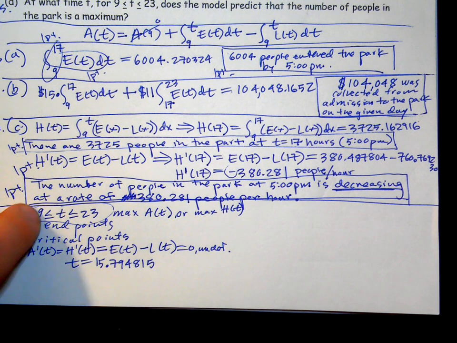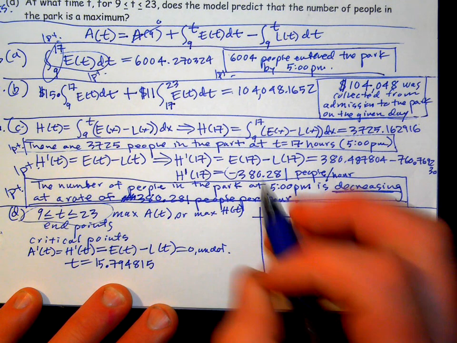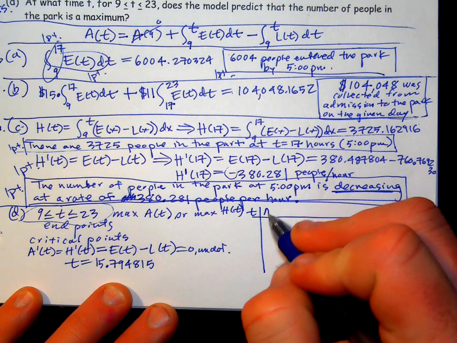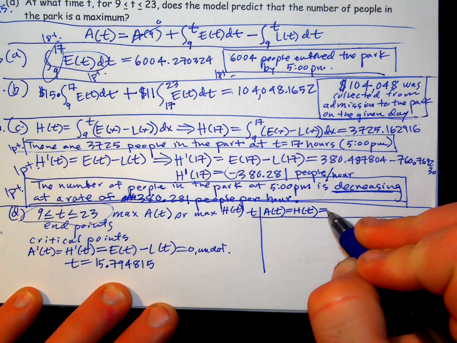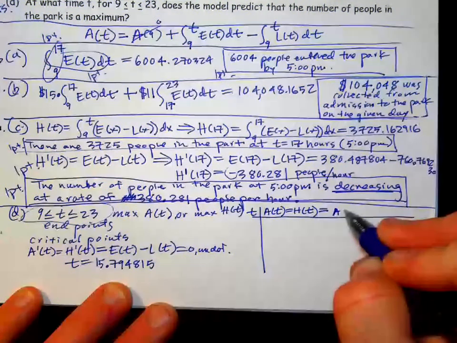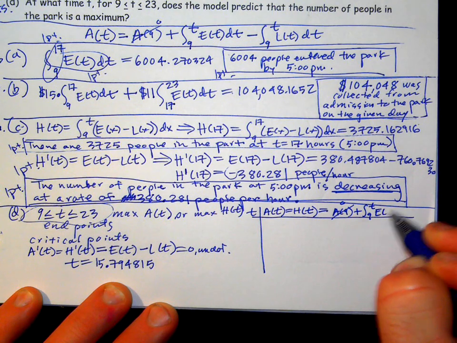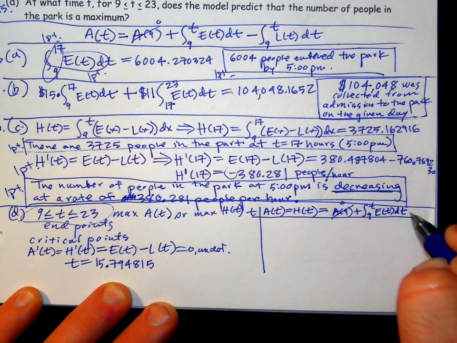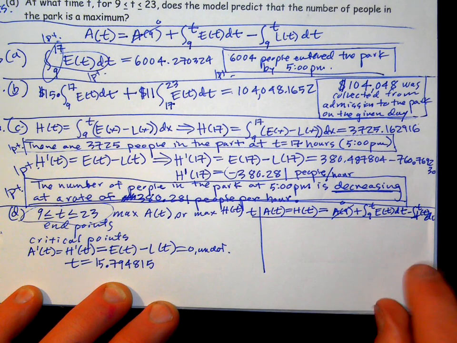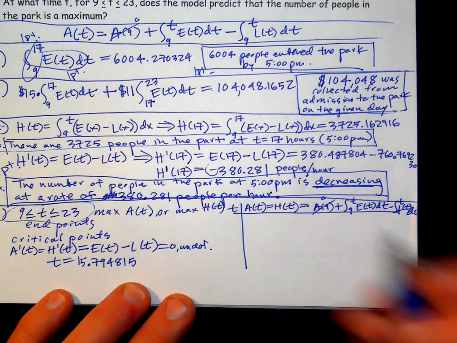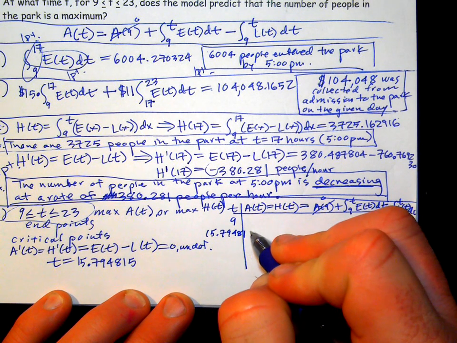So we got our critical point, we got our endpoints. So now we're going to make a table, just to organize our information, and we're going to plug them into our rate model, which you call AT or HT, and that's the thing that we wrote at the beginning. A9, which is 0, plus the integral from 9 to t of E(t) dt minus the integral from 9 to t of L(t) dt. Or you could put them in the same integral like they showed you guys on part C. And then we're going to put 9, and then we're going to put 15.794815. And we're going to put 23.